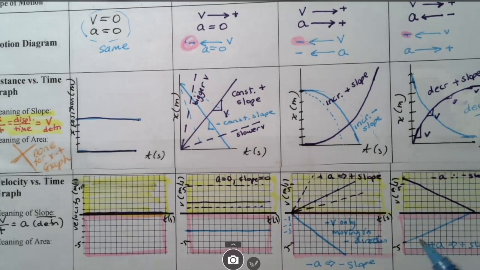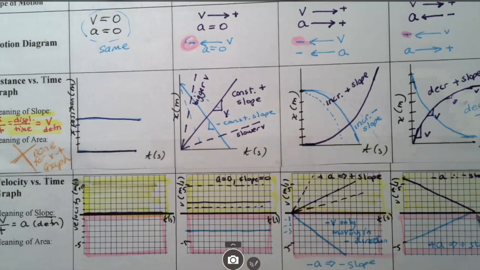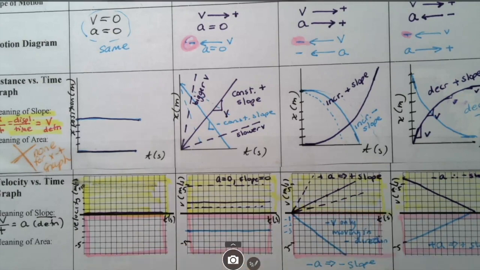So here, notice that in this graph, both lines converge towards zero velocity. So you're decreasing speed. Here, both lines go away from zero velocity. You're getting faster and faster. So again, we're not going to memorize this stuff. All you're going to do is know that the definition of acceleration gives you the slope.